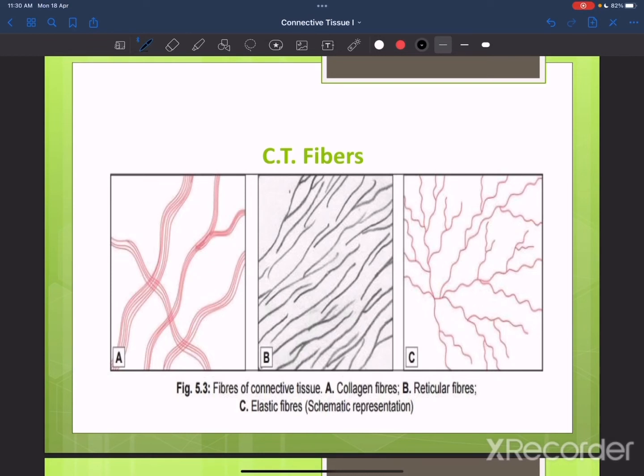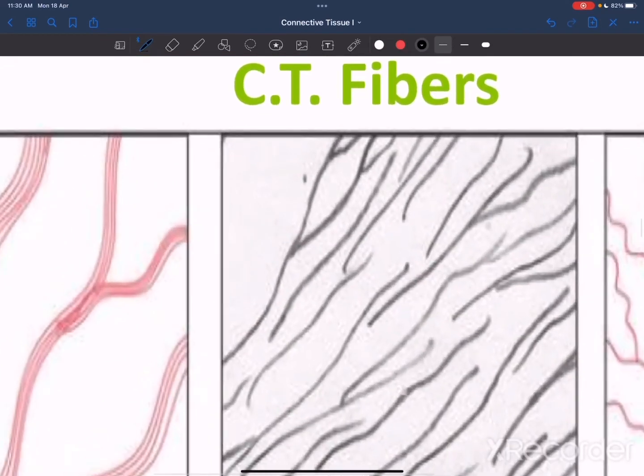So this is about the collagen fibers as you see them. They are going to be bundles. These are the bundles of the collagen fibers which stain pinkish or eosinophilic in color, while these thread-like black in color fibers and much thinner than the collagen fiber, these are the elastic fibers.